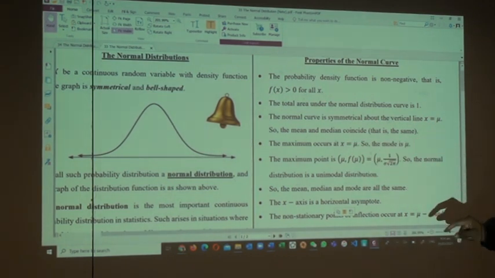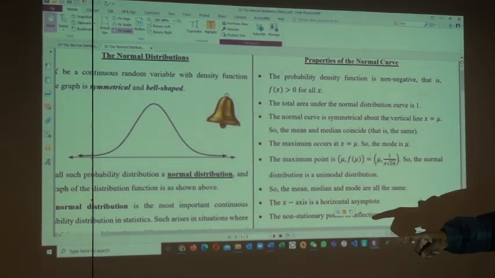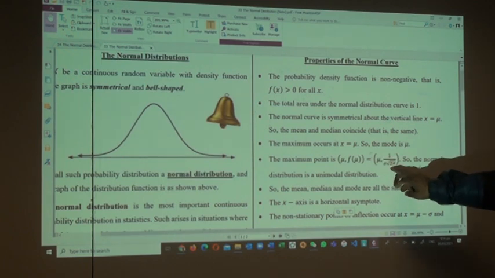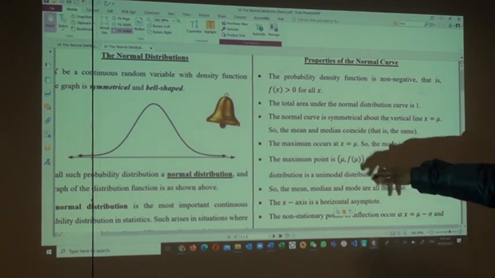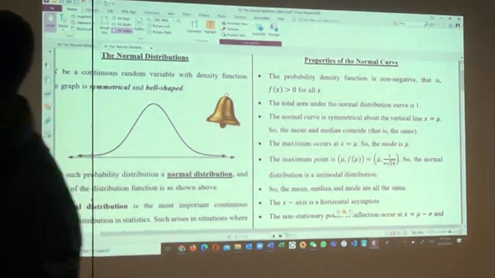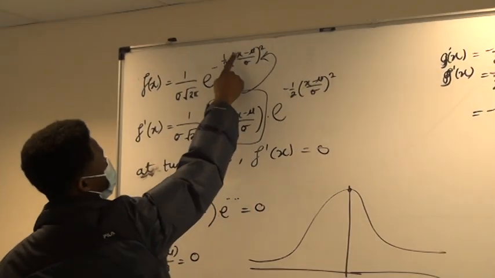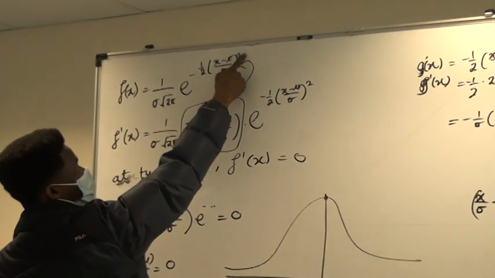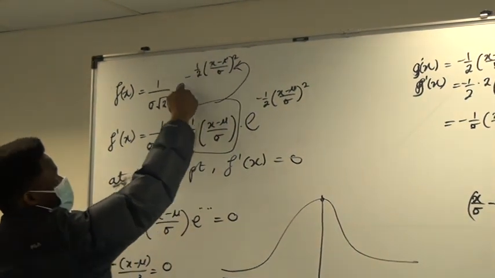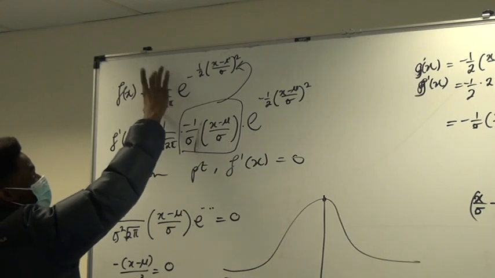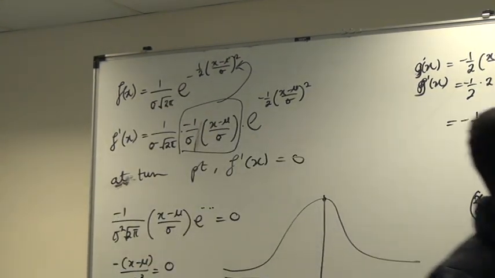Now the maximum occurs at the maximum point. So when you substitute back x equal to mu in the f, this is what you get, and it's trivial from the equation. If x is equal to mu, mu minus mu is 0. Everything here is 0. Exponential 0 is what? 1, leaving behind this. That's where you get that.